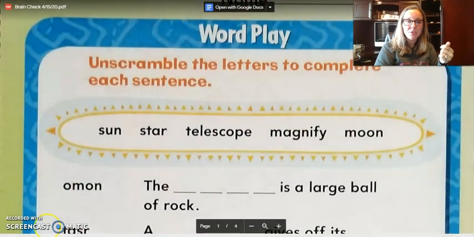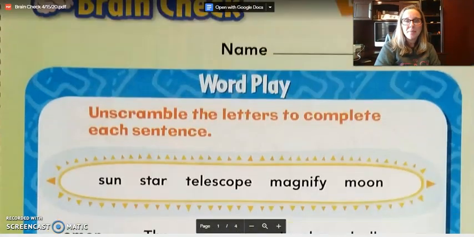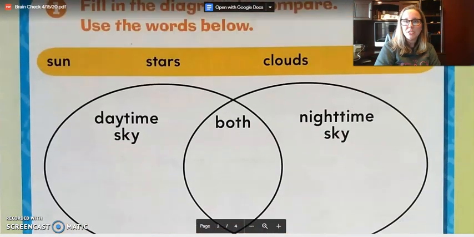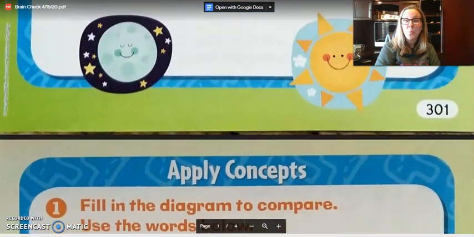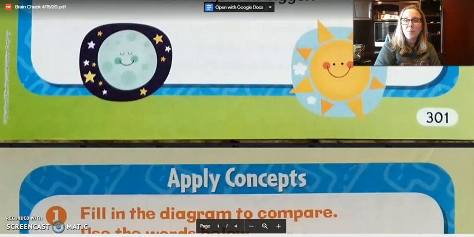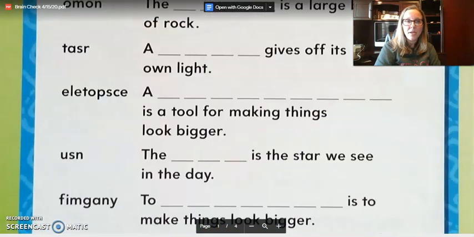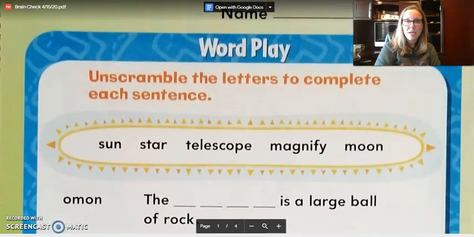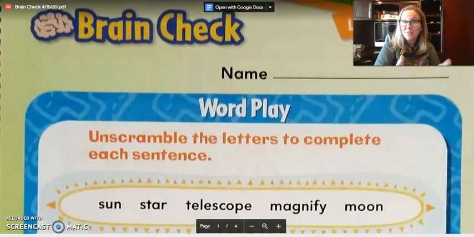So if you get your science book out and you open up to the page for today, it looks like this. It is the brain check page, which is page 301. So if you want to open up your book to 301, I will go over this with you. If you want to pause this video while you are getting your book ready, you may do that. And if you already have it ready to go, I will go over the directions with you.